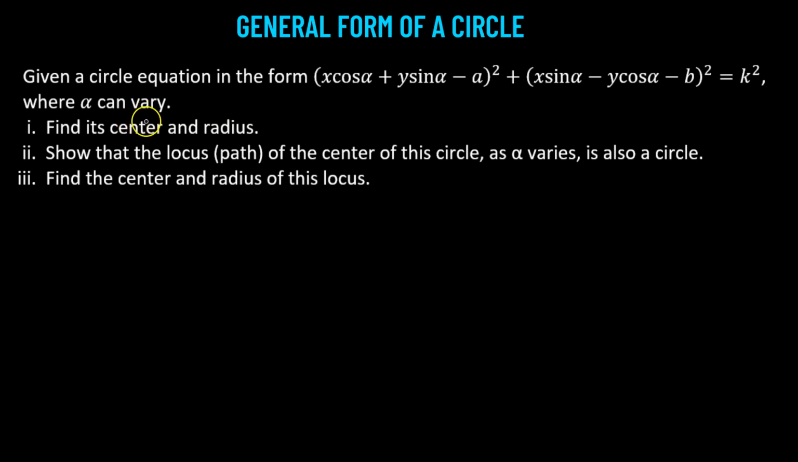So here in this problem, we are provided with a circle. Its equation is given, and here alpha is a parameter that can vary. Now we need to first find out the center and radius of this particular circle.